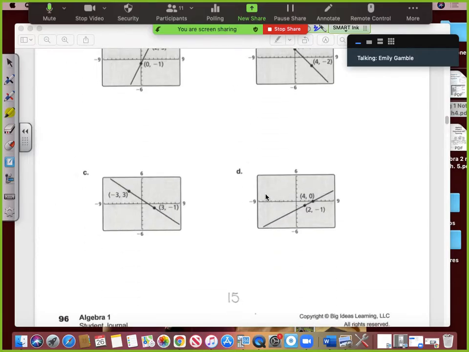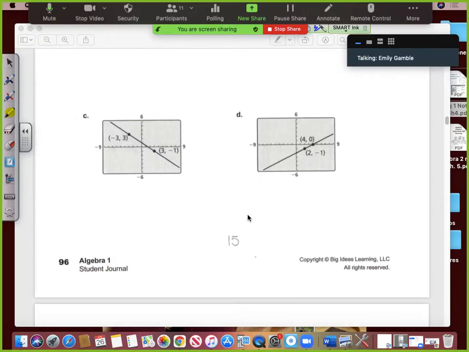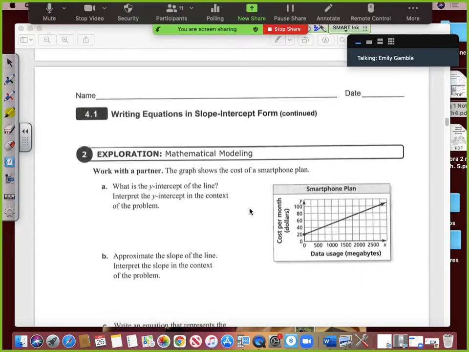Now, the reason why I had us skip C and D is because if you look at these two equations here, they don't give you the y-intercept. And we're not yet ready to figure out how to solve those types of problems, so we're going to skip C and D for now.